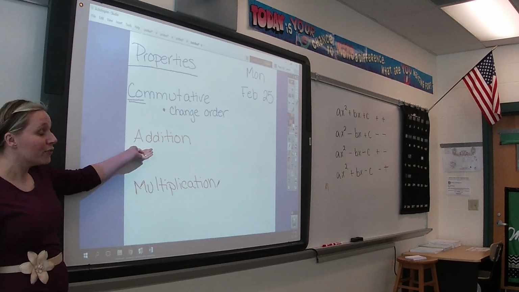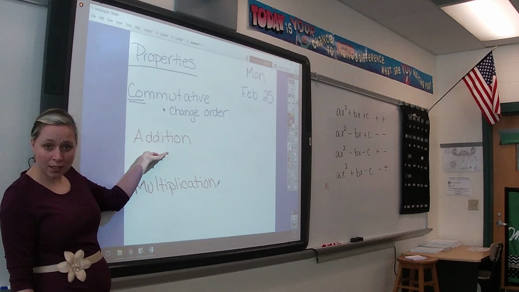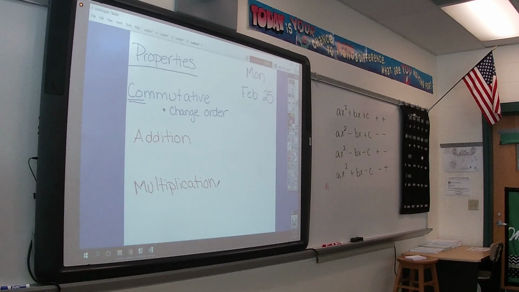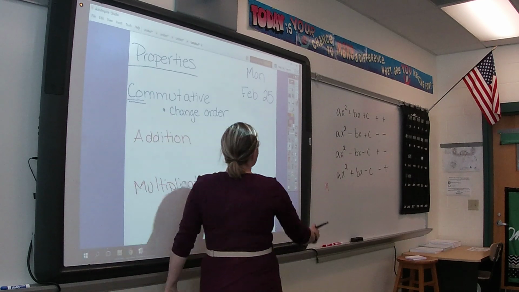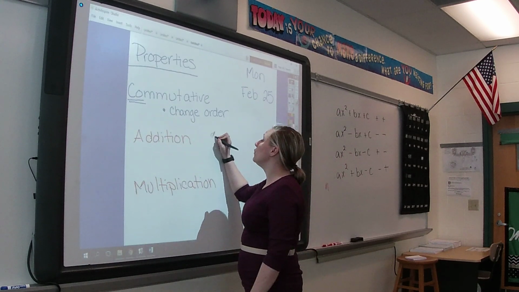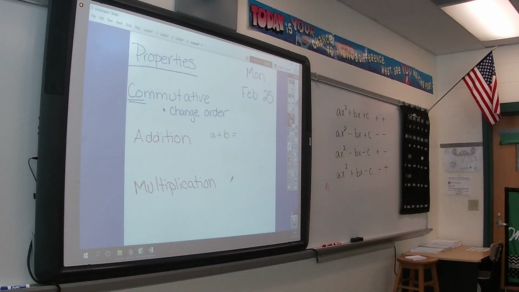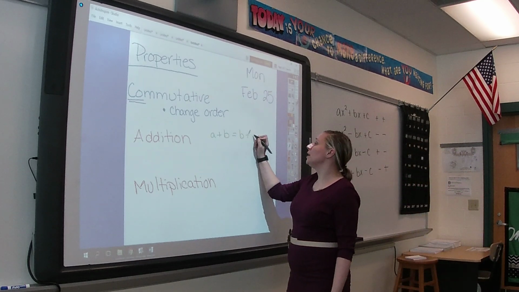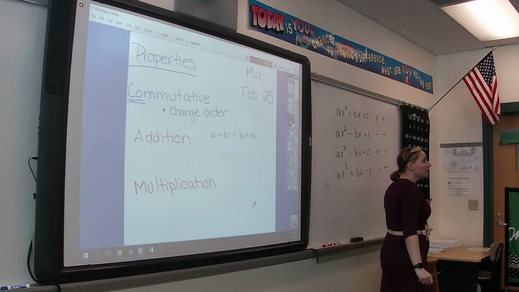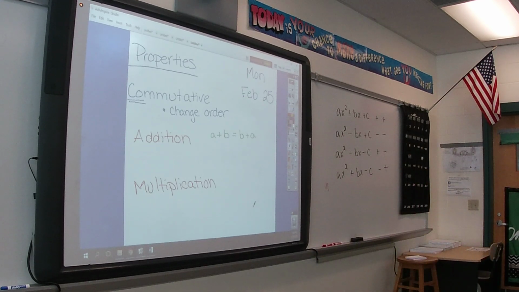Okay, this says it's okay for us to change the order if we're dealing with addition, and it's okay for us to change the order if we're dealing with multiplication. Since subtraction and division aren't up here, it's not okay to change the order with division or subtraction. So if we want to add two things, so maybe if we want A plus B, the commutative property says it's okay to think about it or to write it as B plus A. It's okay to flip-flop.